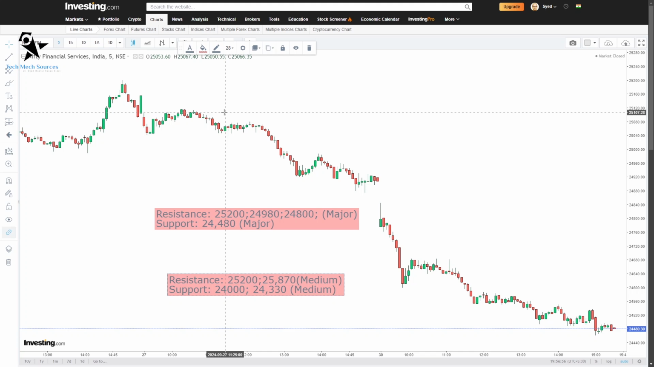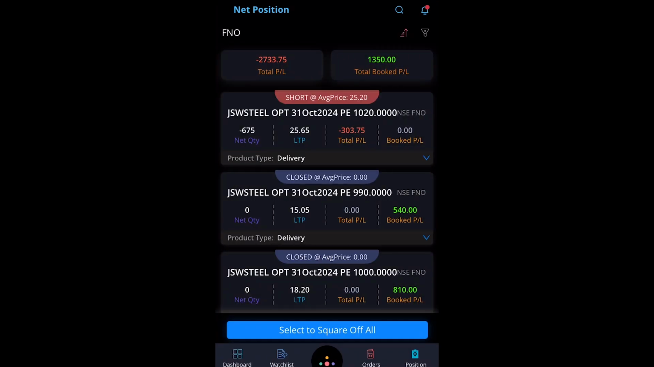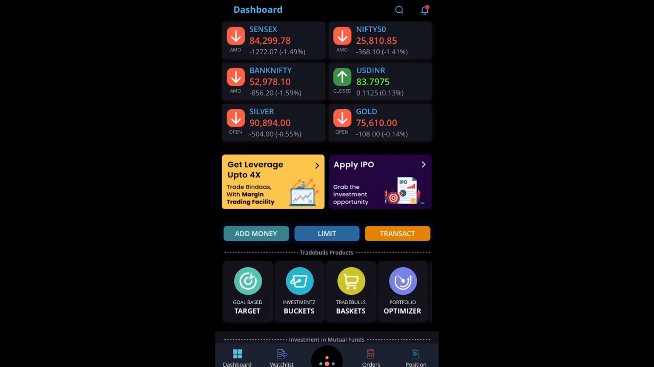Now, for today's trading, I promised you that I will share my screenshots. So I have done a screen recording, and that follows now. So, guys, let me show you the screen. This is my TradeBulls screen, which I'm using. This is another broker, and quite a good broker, and I've been using it since 2018.